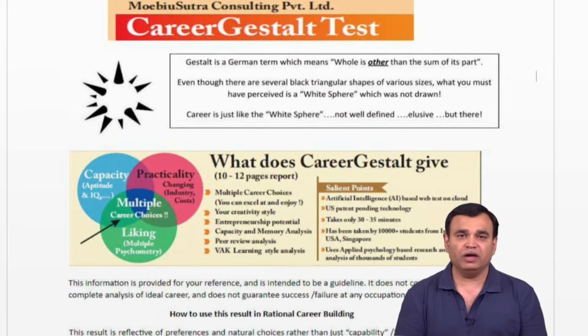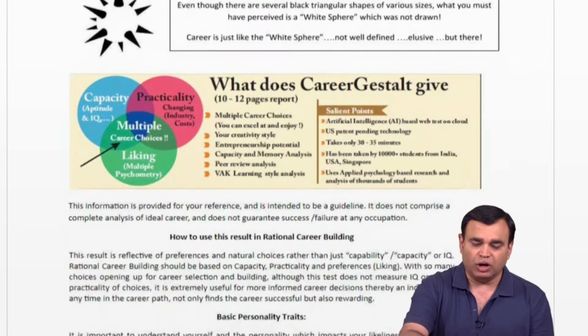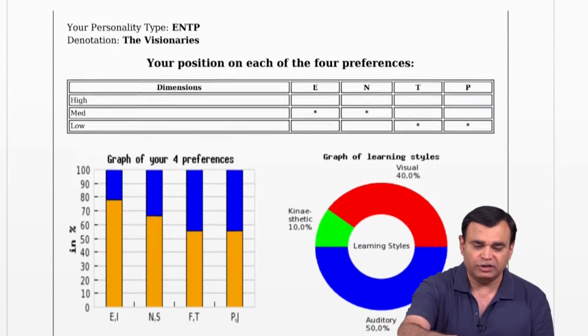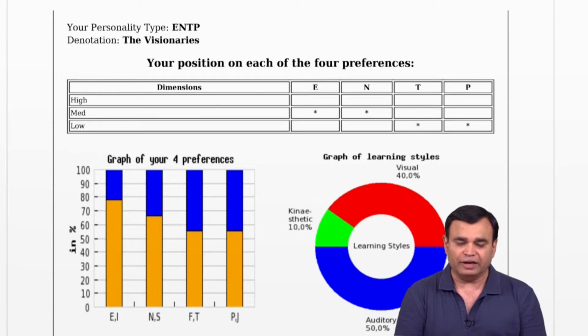And so we have built a neural network, and we are using artificial intelligence to look at all three, capacity and multiple psychometric tests, etc. And then we are coming up with suggestions as to what you could be doing and what you are likely not to enjoy. So how to interpret this result? Let me go to the next page, which is really a set of graphs and diagrams.